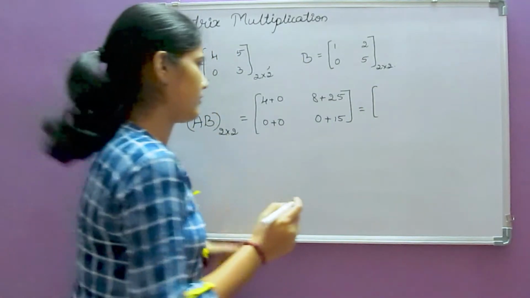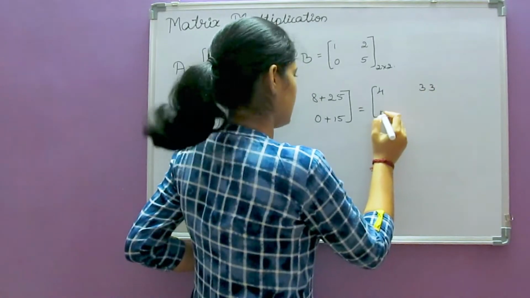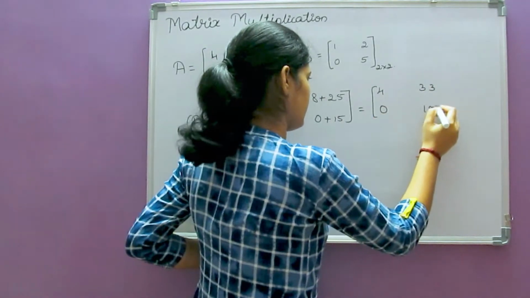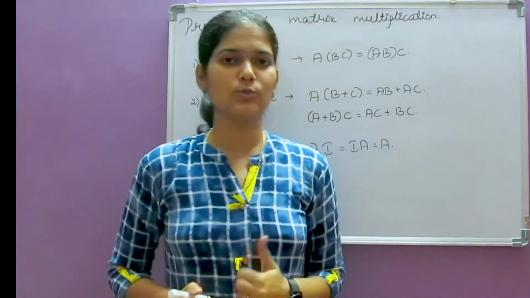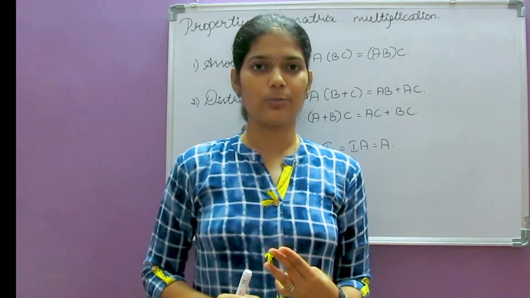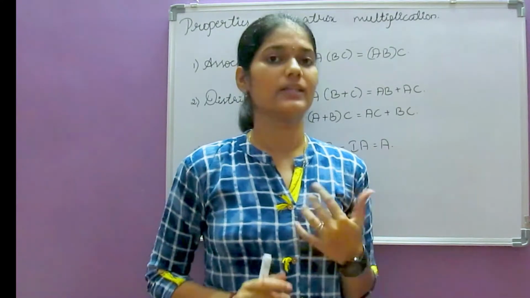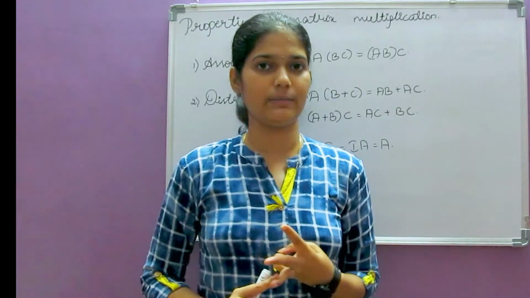This can be simplified as 4, 33, 0 and 15. This is the matrix AB. Now we will move on to the properties of matrix multiplication. There are three different properties in matrix multiplication, that is associative property, distributive property and identity property.